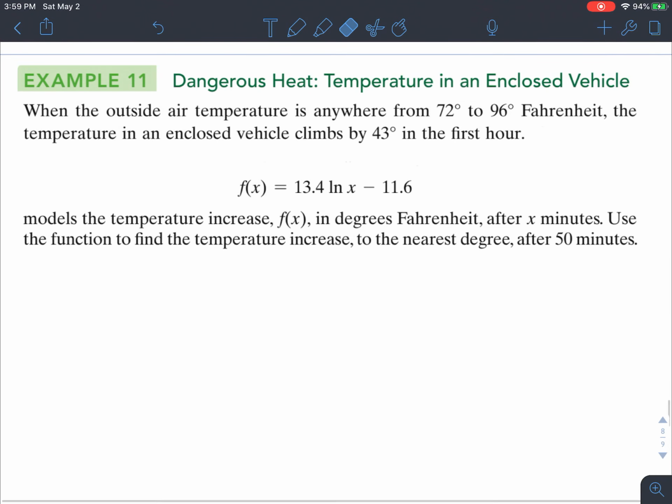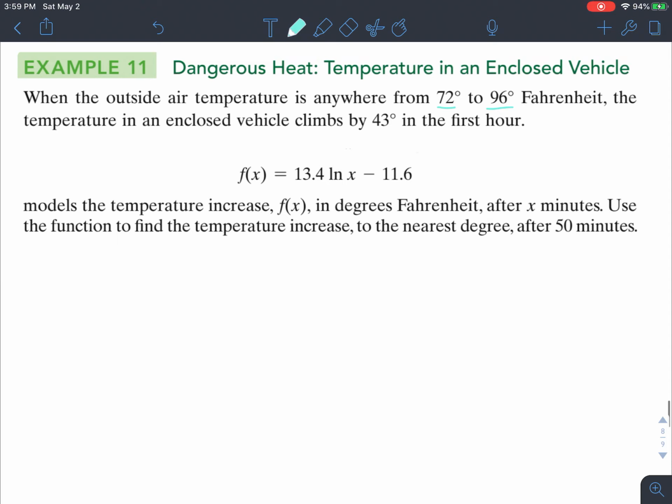Okay, so now this is pretty similar. It's just the other word problem, it's just ln instead. So when the outside air temperature is anywhere from 72 to 96, the temperature in an enclosed vehicle climbs by 43 degrees in the first hour. So this models the temperature after x minutes. Use the function to find the temperature increase to the nearest degree after 50 minutes. Don't read too much into this. They're just asking us to plug in 50 for x.